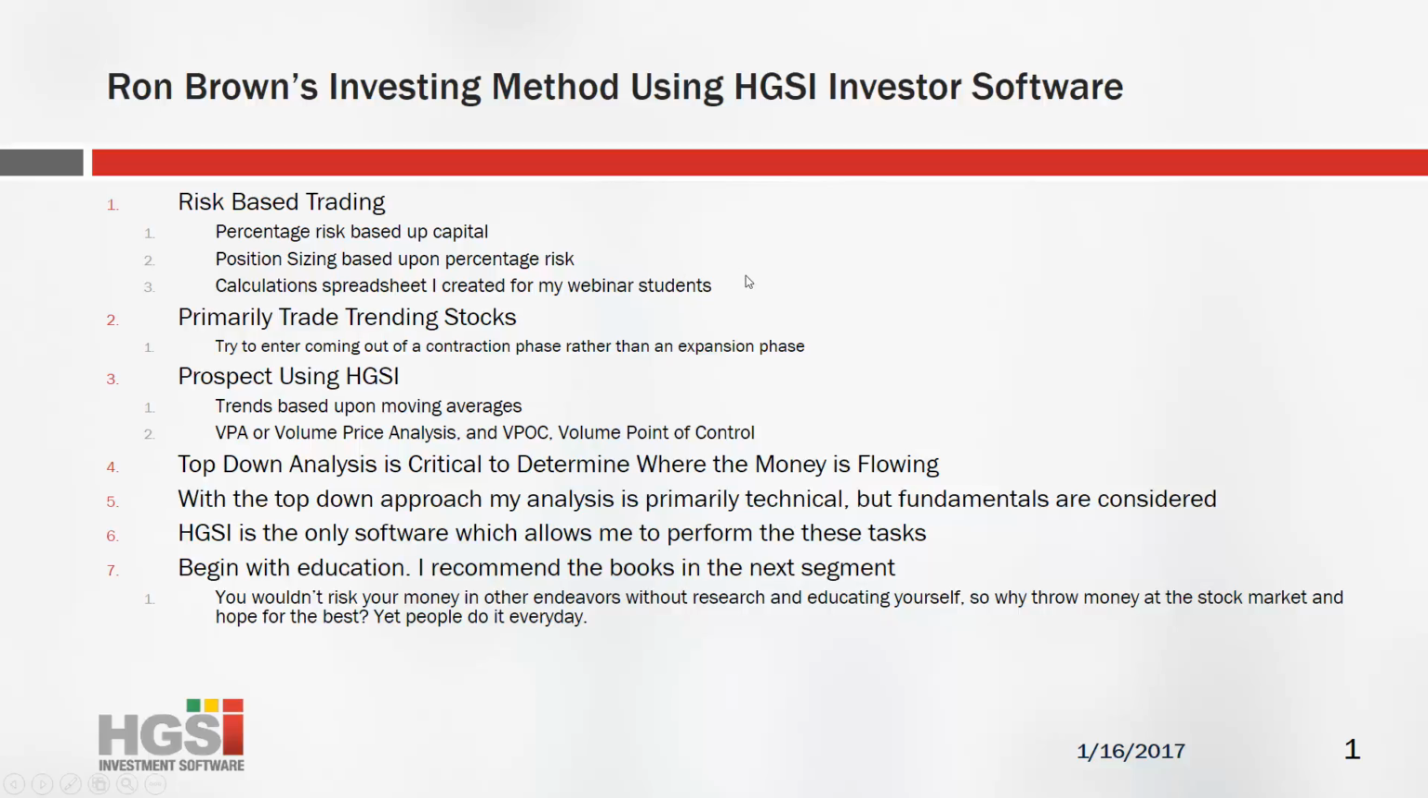I primarily trade trending stocks. I try to enter stocks coming out of a contraction phase rather than an expansion phase, and as I go through these videos you'll see what I mean. When stocks are expanding, risk becomes greater. When they are coming out of a contraction or a consolidation phase, that is the best time to purchase them because your risk is much lower. You'll have tighter stops, and also you'll be able to purchase more shares.